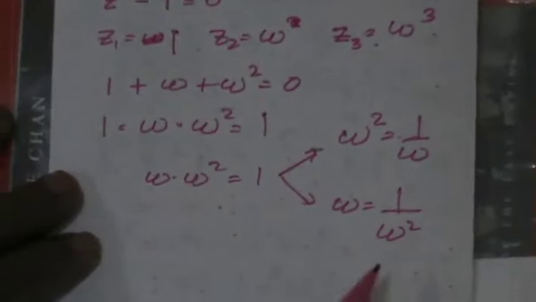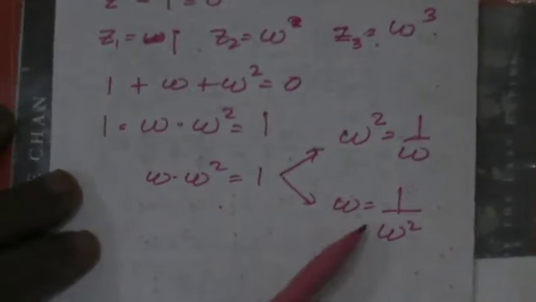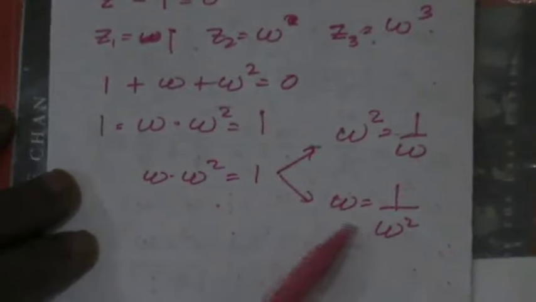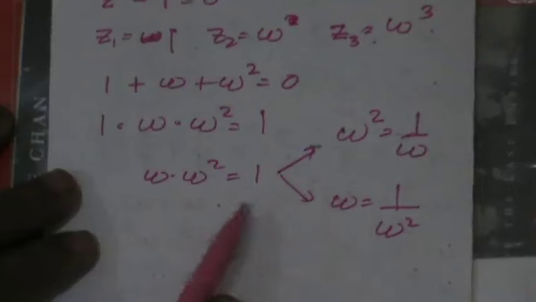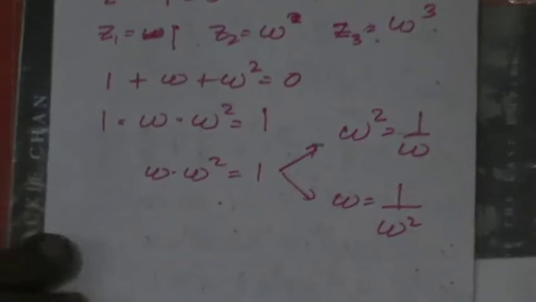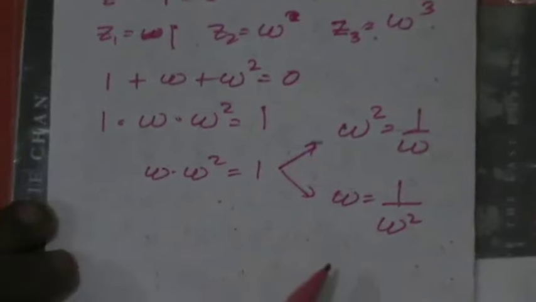Please don't forget that this is not that algebra thing. This is actually complex numbers, that omega is a complex number. Omega is a root, a root of unity.